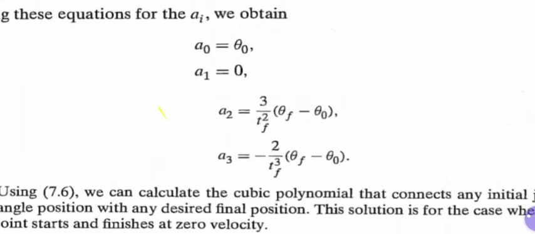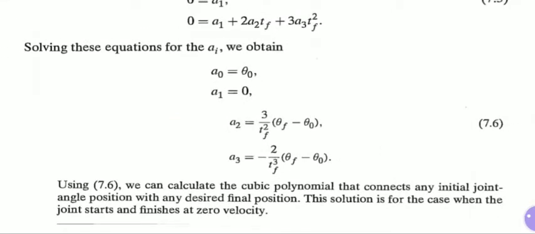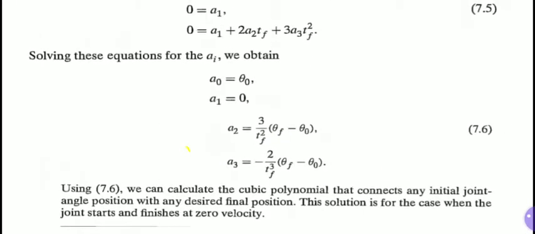So I'll get these values: a0 equal to theta 0, a1 equal to 0, a2 is equal to 3 by tf square times the difference between final and initial angle, while a3 is equal to minus 2 upon tf cube times the difference between final and initial angle. So these four unknowns we find from these equations. While solving the numericals, you will be given the value of theta 0, theta f and the time span. So you will have to compute a0, a1, a2, a3.